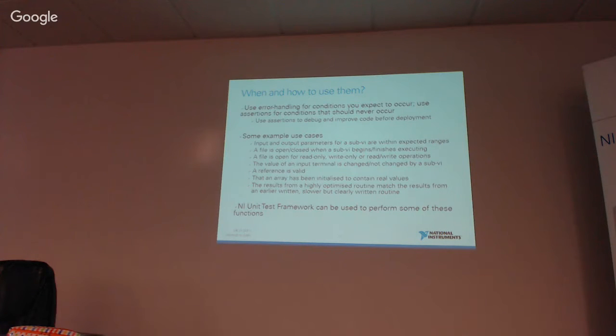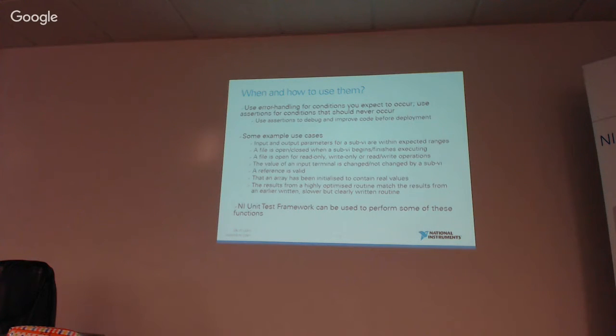Asserts are for things that should never occur in your application. Therefore, if it ever does happen, you can say something's gone wrong and you need to do some further development. Example use cases might be input and output parameters for a subVI must be within this range or over a certain value, a file is open or closed at a certain point in the execution, or the value of an input terminal is being changed or not changed from a subVI. There's tons of different things that you might need to put in there.